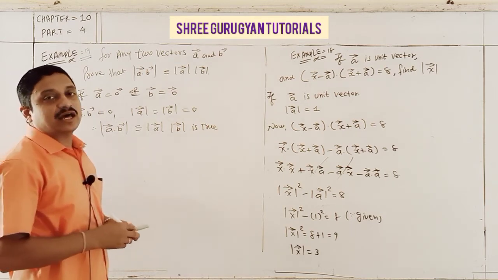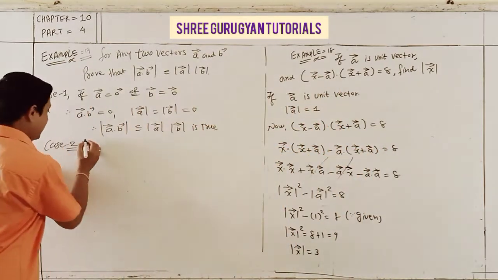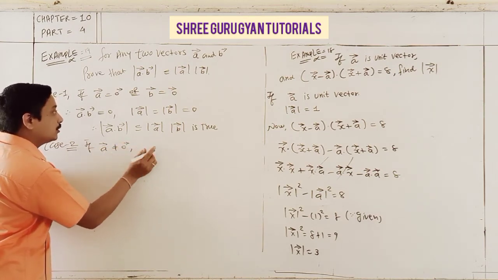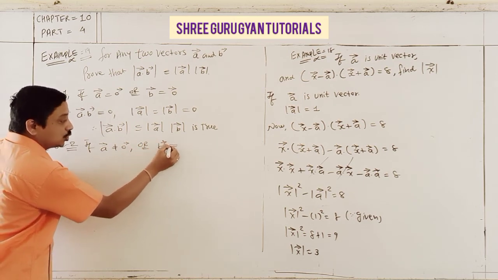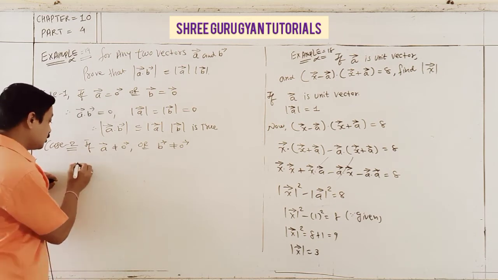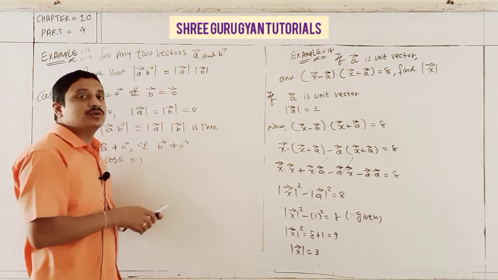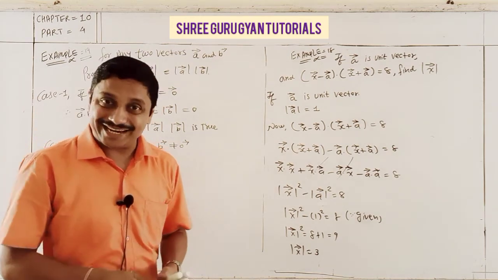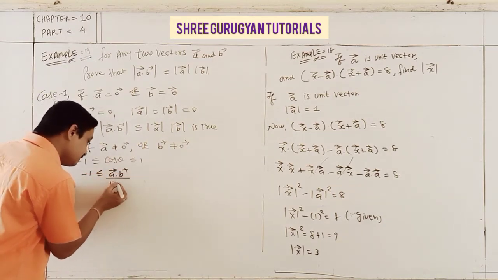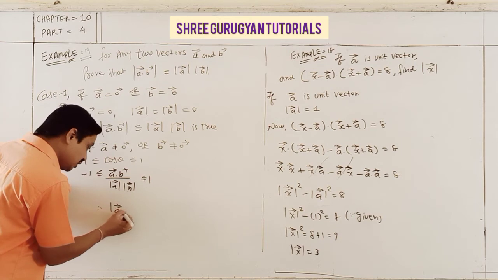In case 2, I am checking for non-zero A and B. So here also, A vector is non-zero and B vector is also non-zero. Students, we know as a property that the range of cos theta is minus 1 to 1. But I will check in magnitude, meaning only take positive sides. That's why I take the magnitude of A dot B over magnitude A times magnitude B, which is less than or equal to 1. So what is the positive case only?